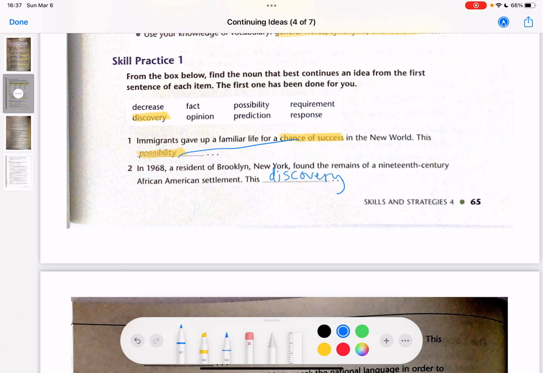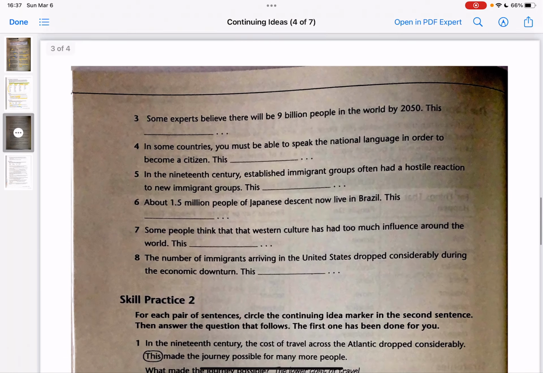If you said that discovery was the correct answer, good job. You are right. Now, what clue did you use to help you figure out that discovery? Hopefully you saw found, right? If you find something, that's similar to the meaning of discovery. So that was the best answer choice, right? You'll do the rest of those on your own.